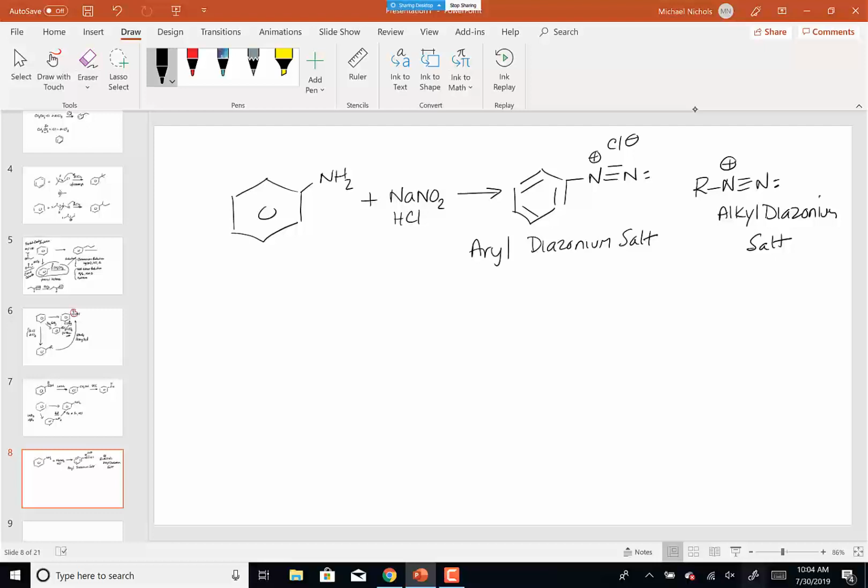So once I have this diazonium salt, I can do lots of things with it. But how did I get there? I took a benzene ring, added a nitro group, reduced it to an NH2, converted it to the diazonium. So to add any of the next groups, those first three steps have to come first. So I now have my diazonium salt.